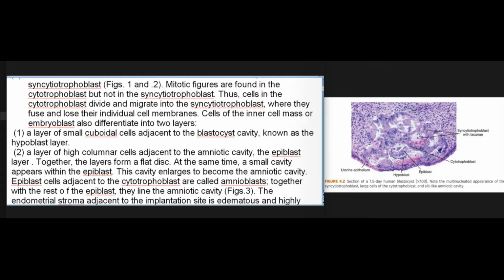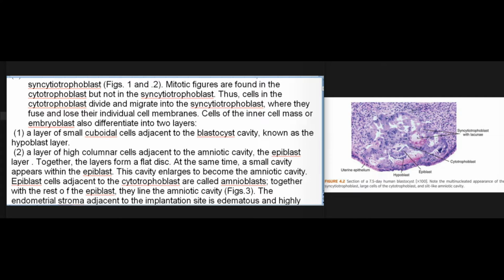Cells of the inner cell mass or embryoblast also differentiate into two layers: 1, a layer of small cuboidal cells adjacent to the blastocyst cavity, known as the hypoblast layer; 2, a layer of high columnar cells adjacent to the amniotic cavity, the epiblast layer. Together, the layers form a flat disc. At the same time, a small cavity appears within the epiblast. This cavity enlarges to become the amniotic cavity. Epiblast cells adjacent to the cytotrophoblast are called amnioblasts. Together with the rest of the epiblast, they line the amniotic cavity, Fig. 3.